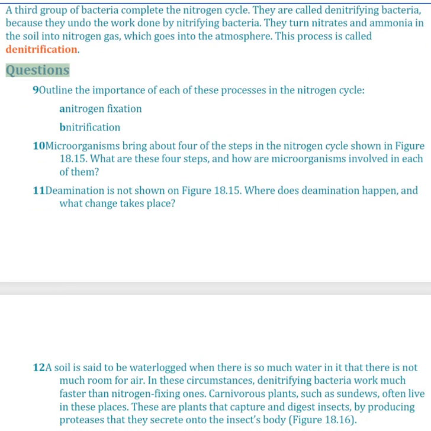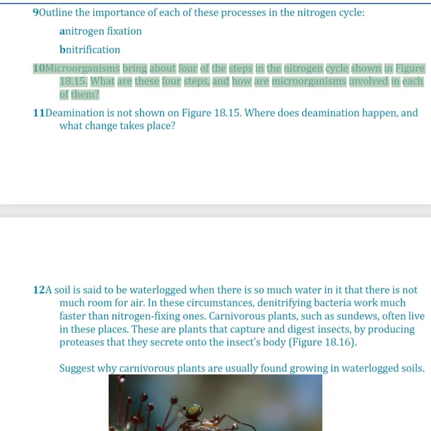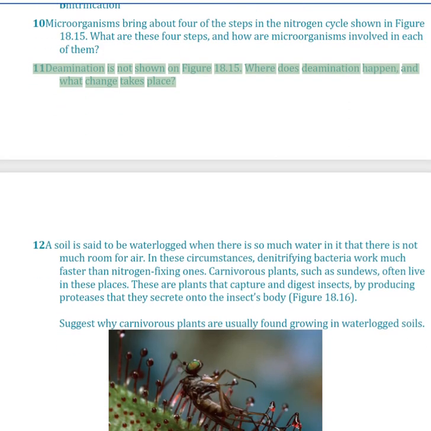Questions. 9. Outline the importance of each of these processes in the nitrogen cycle: nitrogen fixation, nitrification. 10. Microorganisms bring about 4 of the steps in the nitrogen cycle shown in Figure 18.15. What are these 4 steps and how are microorganisms involved in each of them? 11. Deamination is not shown on Figure 18.15. Where does deamination happen and what change takes place?